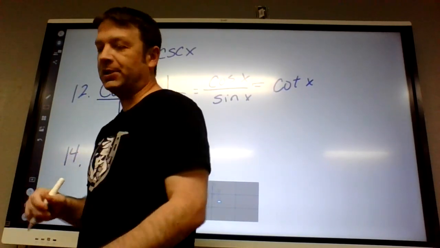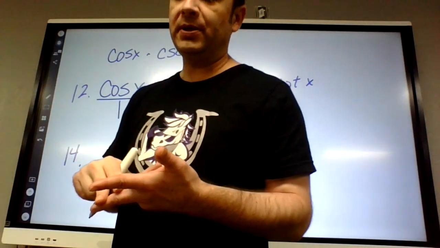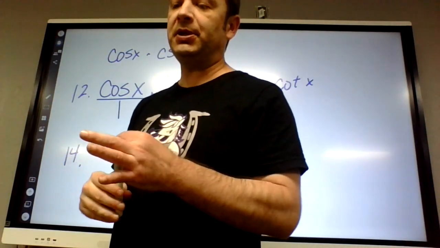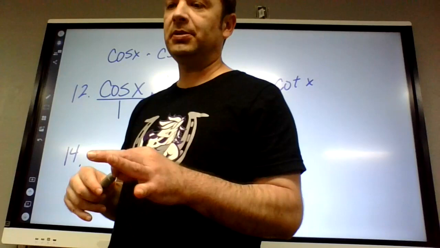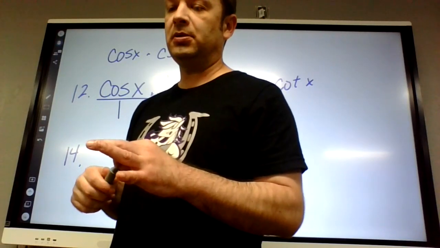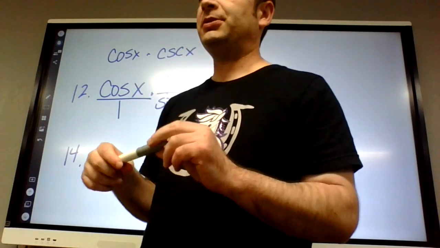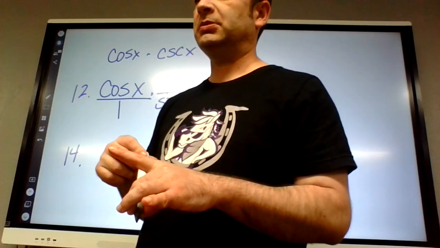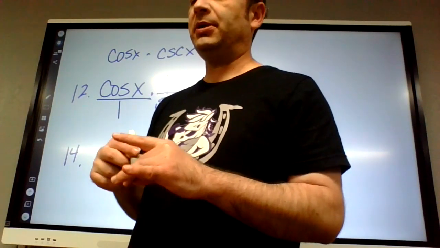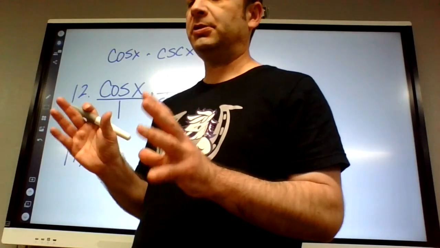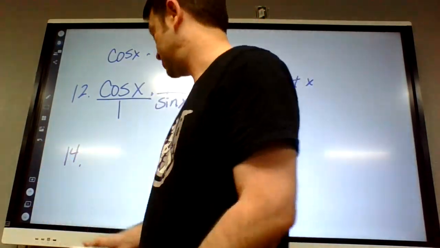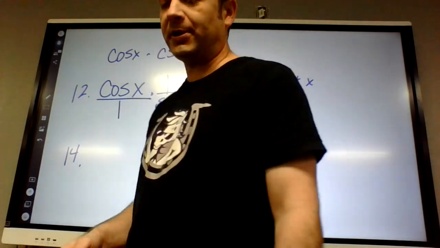Okay, 14, you need to transform both of them. So what's cosecant turn into? 1 over sine. What's tangent turn into? Sine over cosine. So you're supposed to multiply those together. Why don't you guys give that a try?